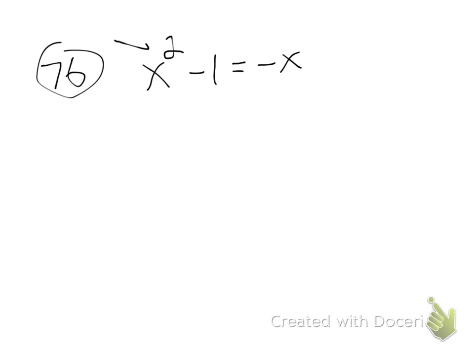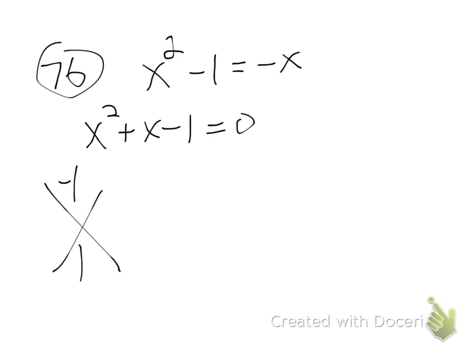Because I have this x squared, I want to use the null factor law and make this thing equal to 0. So I got x squared plus x minus 1 equals 0. So now I'm in quadratic form. I set it up in diamond. I got negative 1 and 1.